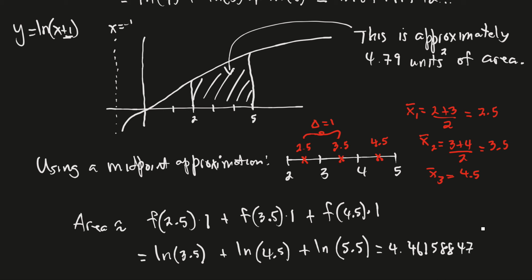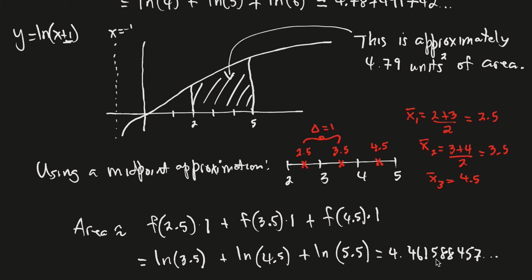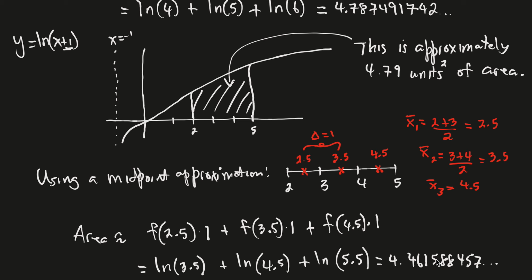4.461588457. I said 5, but I wrote 7. Do as I say, not as I do type thing. And then so 4, 5, 7, and then again it goes on indefinitely, right? So that's the approximation if we use the midpoint method.